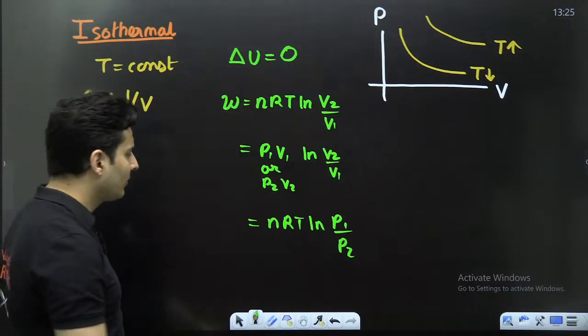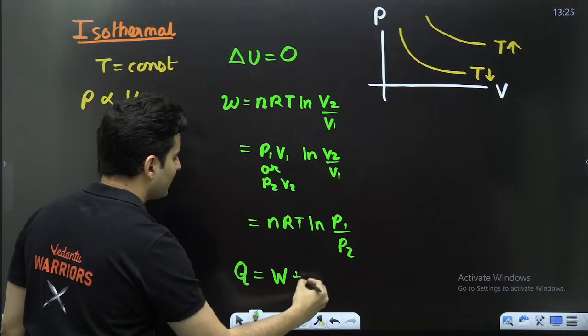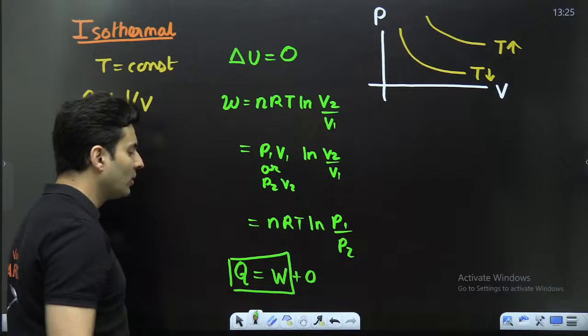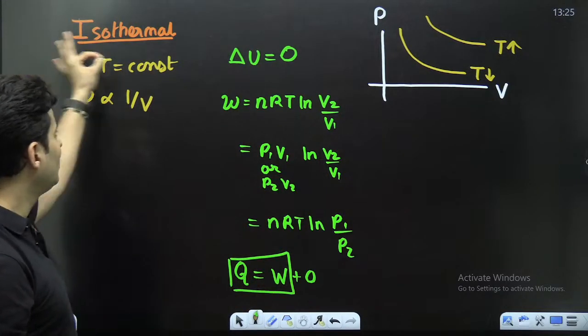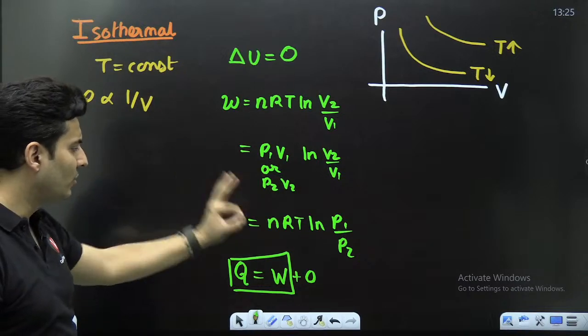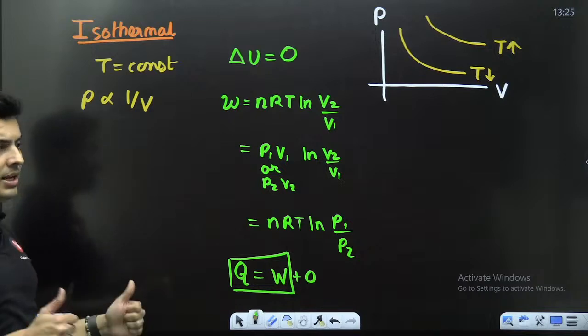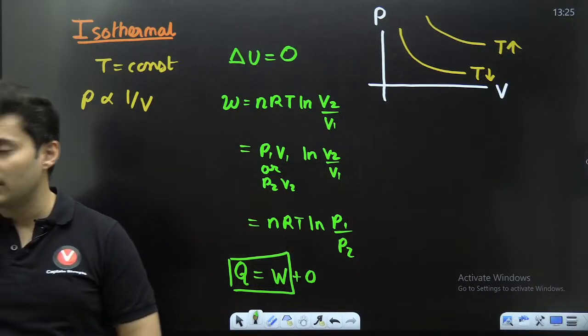And by first law, the heat will be the work done because delta U is 0. So keep this in mind. Q will be equal to the work done because delta U is 0. No change in the energy, so that's why no change in the temperature. Cool? This is for isothermal process. Is it done and dusted?